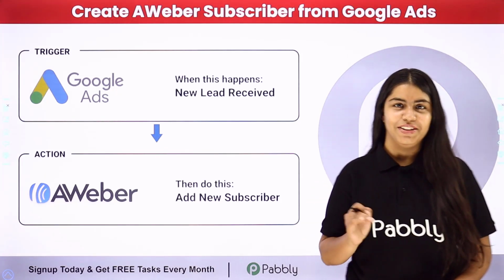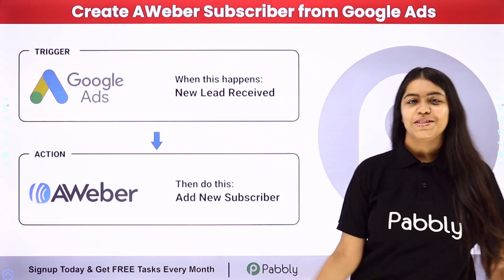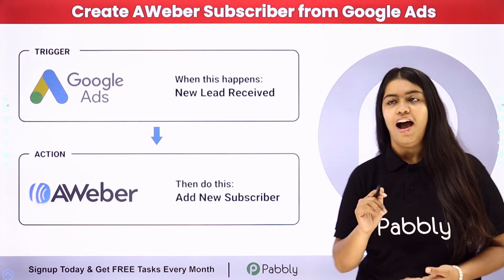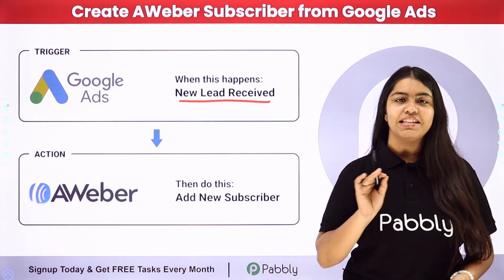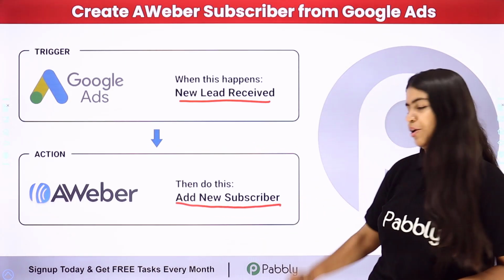The title of our today's video is How to Create a AWeber Subscriber from Google Ads. So I'm running a business, and to promote my business I'm using Google Ads. And I wish that as soon as a new lead is received in my Google Ads, automatically with the help of that lead details, a new subscriber should be added to my AWeber too.